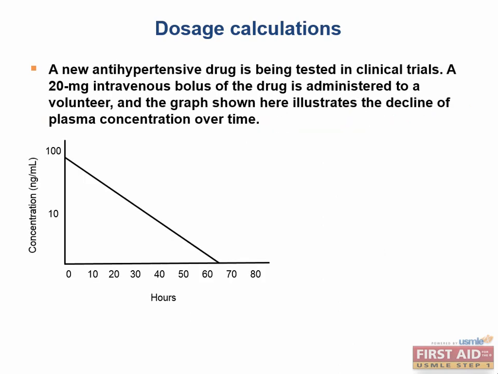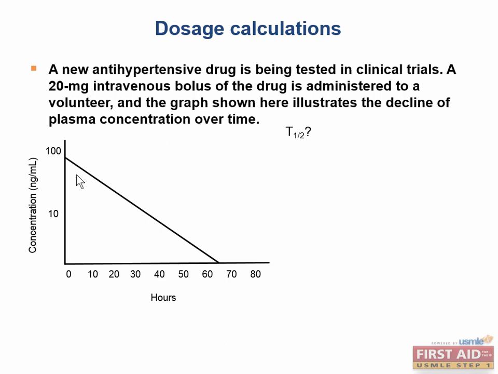Let's walk through together a really tough practice question now to reinforce what we just learned about the different aspects of pharmacokinetics. So we have a new antihypertensive drug that is being tested in clinical trials. A 20 milligram IV bolus of the drug is administered to a volunteer, and the graph shown here illustrates the decline in plasma concentration over time. So my first question is, what is the half-life of this drug?